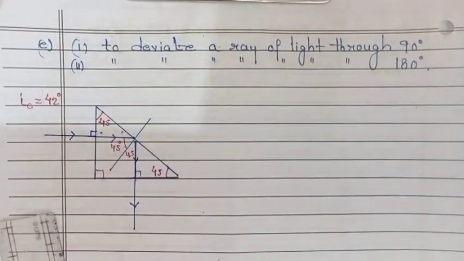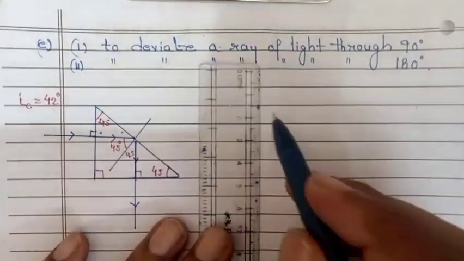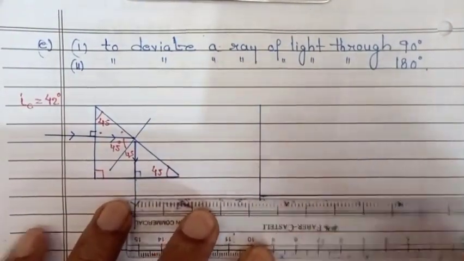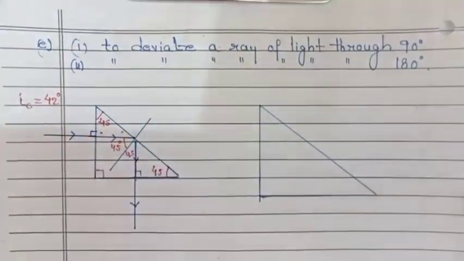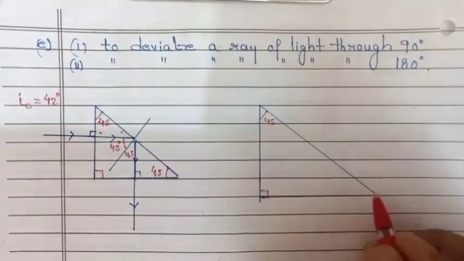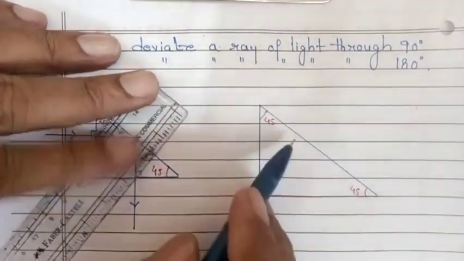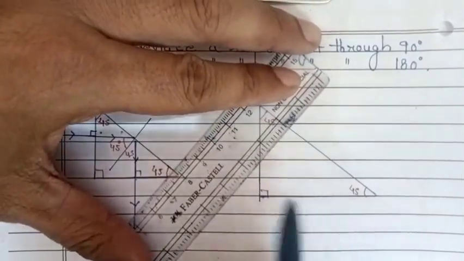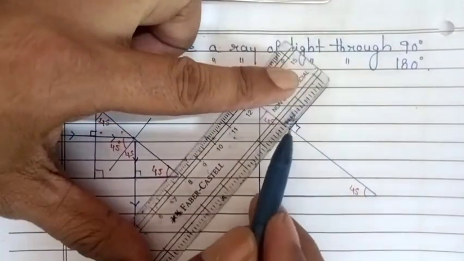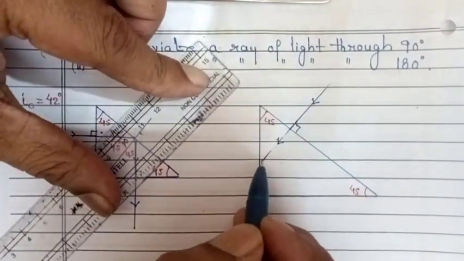Now how to deviate a ray of light using a total reflecting prism through an angle of 180 degree. See how we will draw it. Again you will take a total reflecting prism. A total reflecting prism means this angle will be of 90. These two angles will be of 45 degree each. Now we have to deviate a ray of light through 180 degree. So let the first ray strike on this surface normally like this. As the ray is striking the surface normally, you can see it will pass undeviated. So this ray will pass undeviated and strike on this surface.